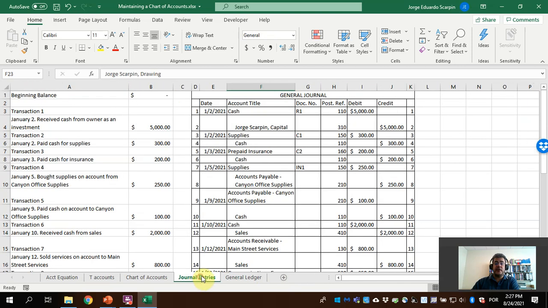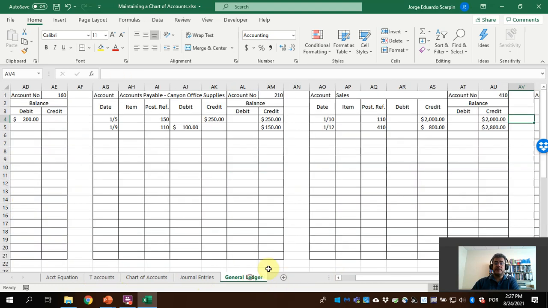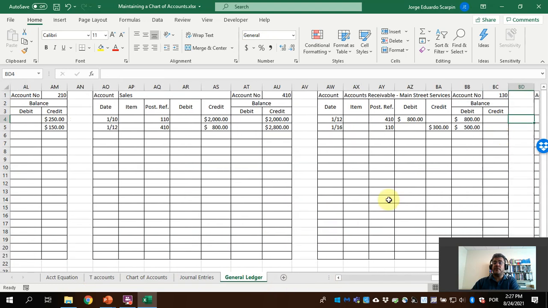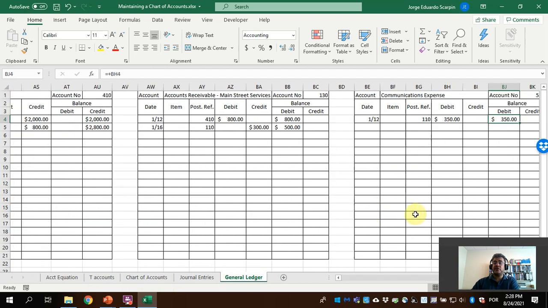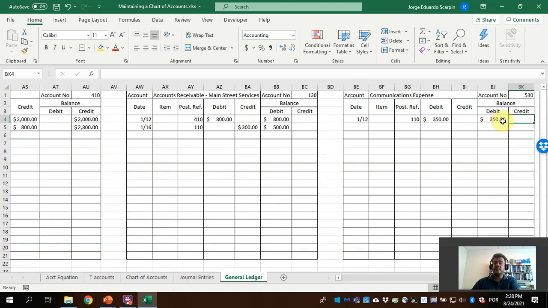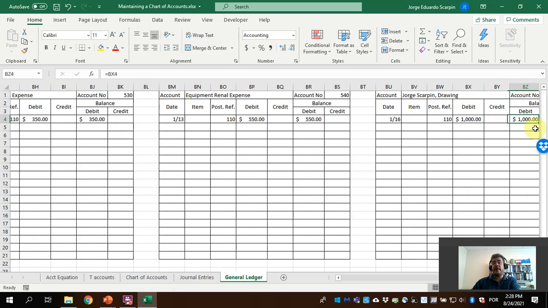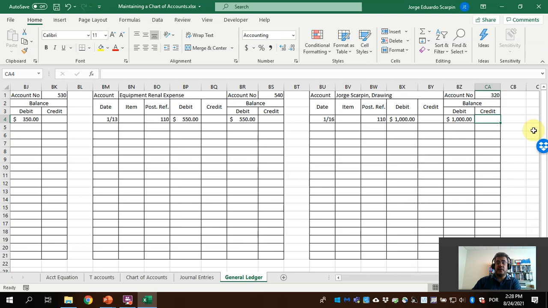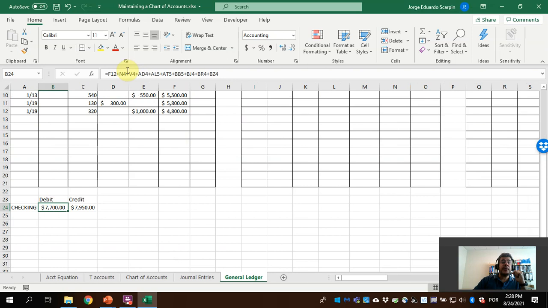Sales 2,800. Oops. 2,800. We are good. Accounts receivable $500. We are good. Communication 350. 350. We are good. 550 and 1,000. Apparently we are good. Apparently it is a formula problem here. 1, 2, 3, 4, 5, 6, 7, 8, 9, 10. Okay.